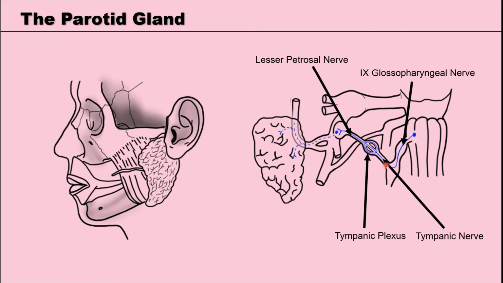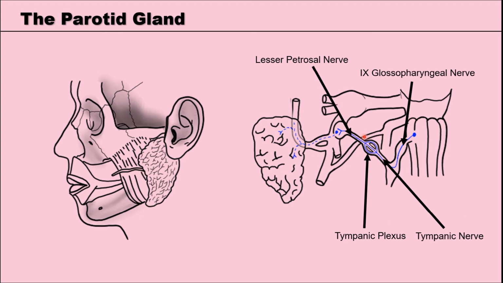Inside the middle ear cavity, the tympanic nerve temporarily breaks up into a network of fibres located on the medial wall of the cavity. This is called the tympanic plexus. The nerve fibres then come back together to form a single nerve. This is called the lesser petrosal nerve. The lesser petrosal nerve is called petrosal because it initially travels through the petrous part of the temporal bone.